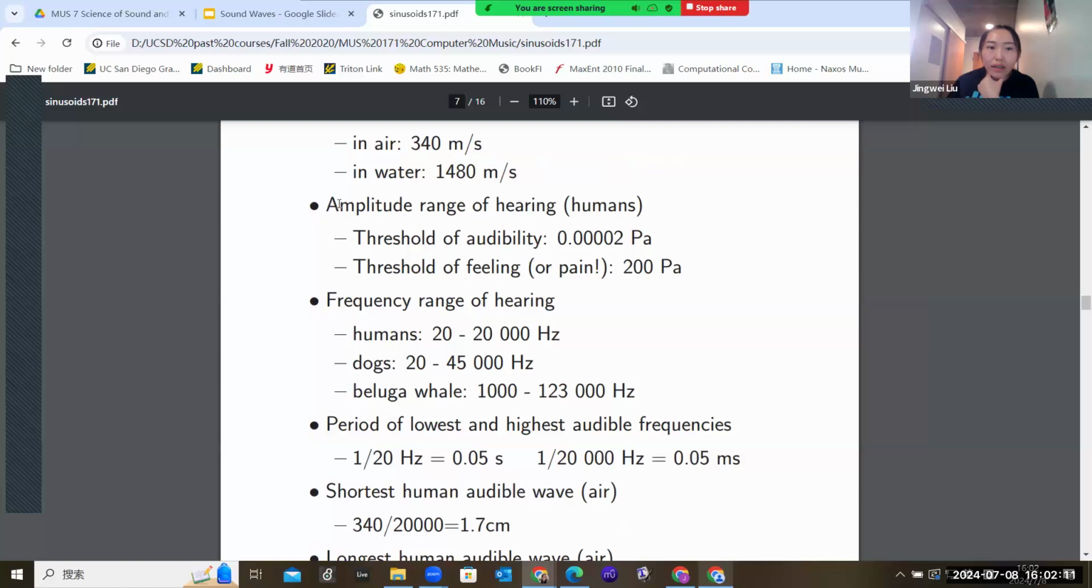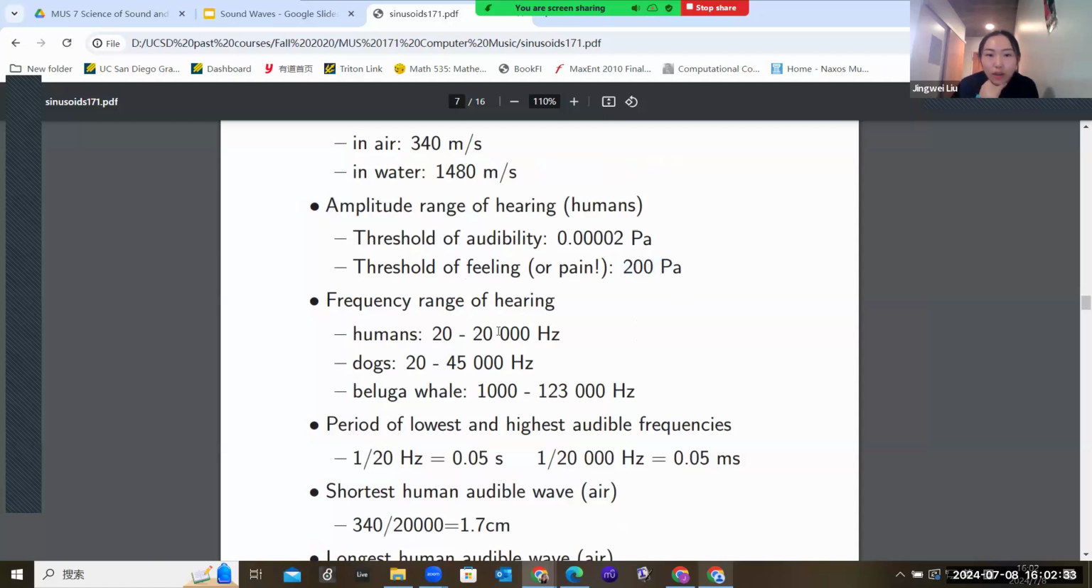Then the amplitude range of hearing. It's somewhat related to psychoacoustics, which we will address in week 4. But here it provides the amplitude range of hearing. The threshold of audibility is this number in Pascals, the measure of pressure. The threshold of feeling or pain is 200 Pascal.